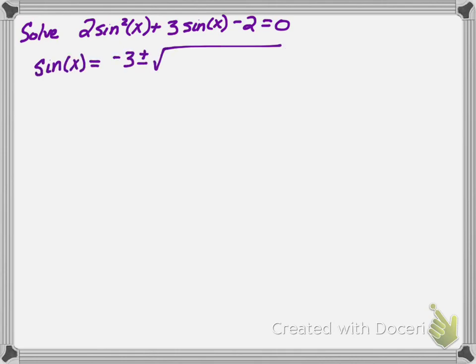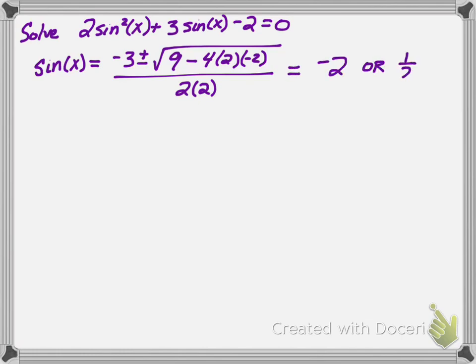Let's do another example. Solve 2 sine squared of x plus 3 sine of x minus 2 equals 0. So we get sine of x equals negative 3 plus or minus the square root of 3 squared minus 4 times 2 times negative 2, all divided by 2 times 2. And when I simplify this, I get sine of x equals negative 2, or sine of x equals a half.